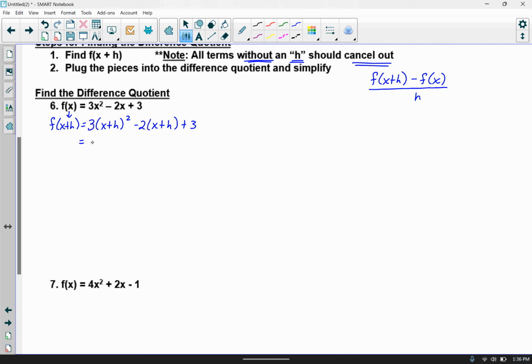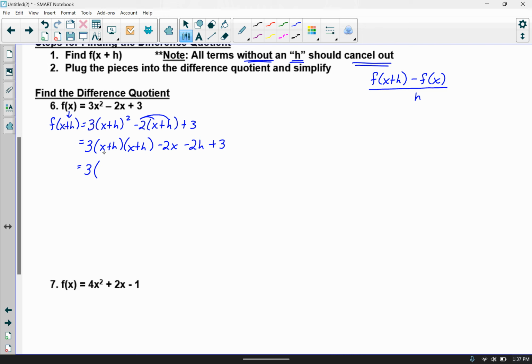All right, so my next step, I'm going to bring down the 3. Anytime you have a binomial, meaning two terms separated by addition or subtraction sign, raised to a power, that power tells you how many times to write it times itself so that you can FOIL. So here, this is x plus h times x plus h. Now over here, I can go ahead and take this negative 2 and distribute it through. So minus 2x minus 2h. And then I have my plus 3. All right, I'm going to keep going.